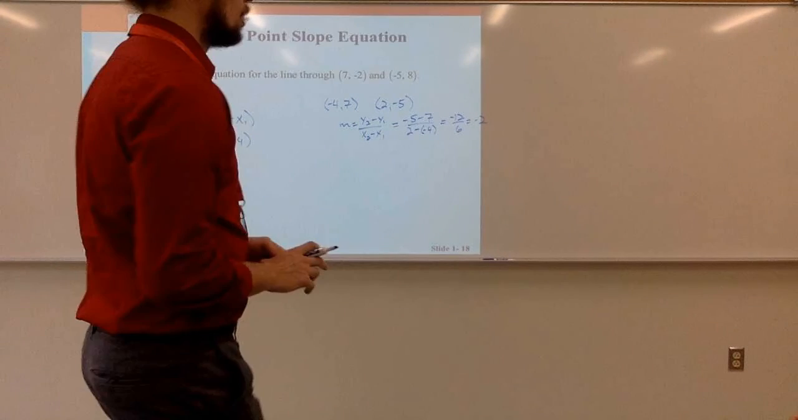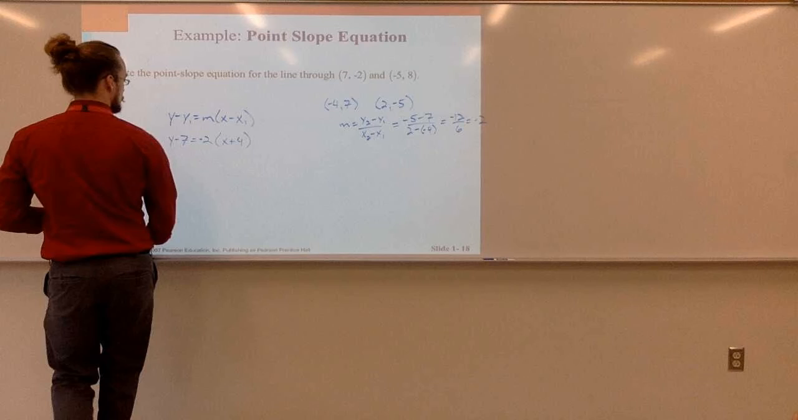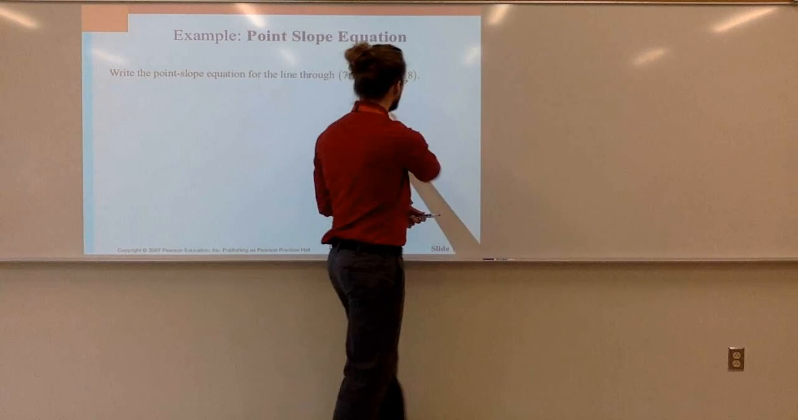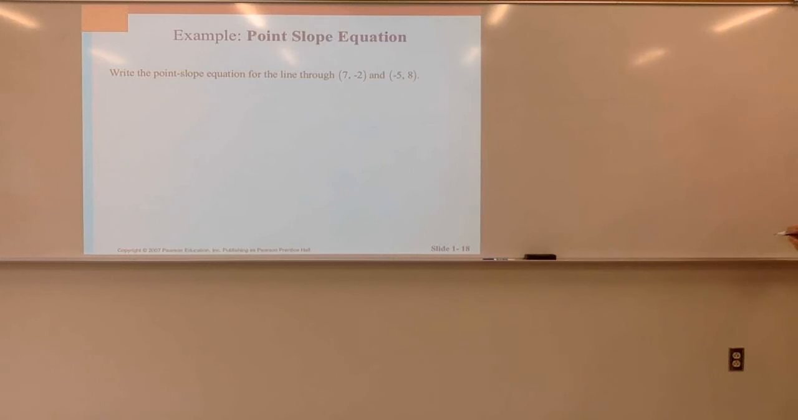I guess we can go through this example here. For this one, we've got numbers that don't work out quite as nice. And so try this one here. Write the equation of the line through 7, -2, and -5, 8.